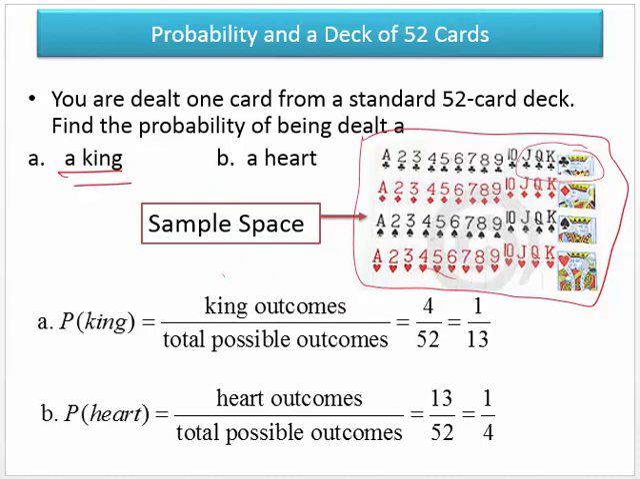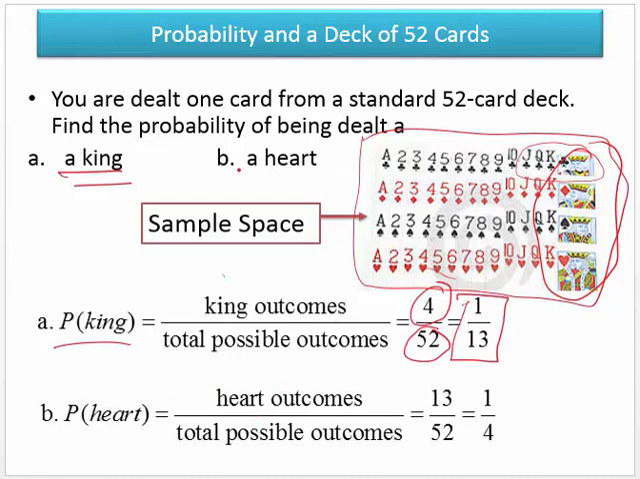As you can see, there's a king of clubs, a king of diamonds, a king of spades, and a king of hearts, so there are only 4 kings. So the number of desired outcomes is 4, and the total possible outcomes is 52. So your probability of being dealt a king is 4 out of 52, which simplifies to 1/13.